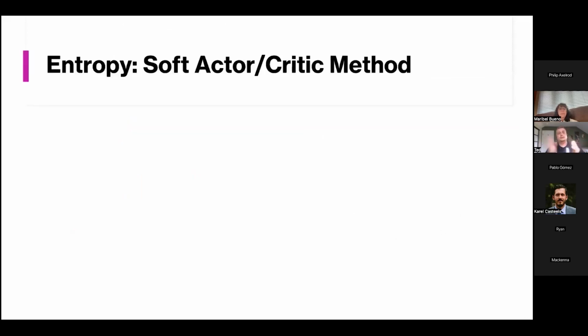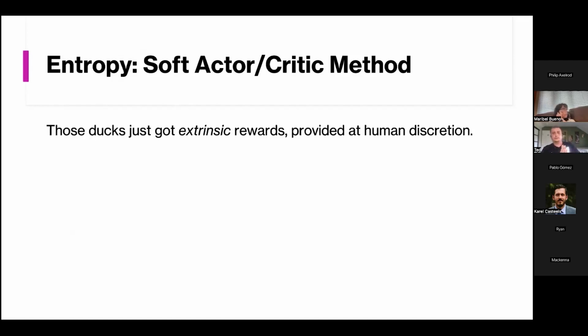One way is entropy. Entropy is a term which means a lot of things in a lot of different branches of science. In reinforcement learning, it means a particular thing, which we'll see on this slide, and it's generally consistently defined. Those ducks that we just watched, all they had was extrinsic rewards. All the rewards they got were provided at our discretion. We said how much it gets for hitting a wall. We said how much it gets for going to this exit. We say how much it gets for going to the other exit. But that's not the only option.